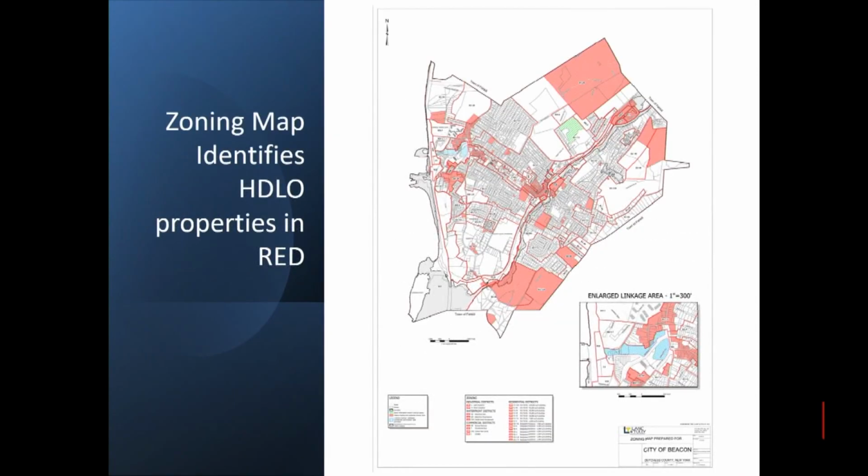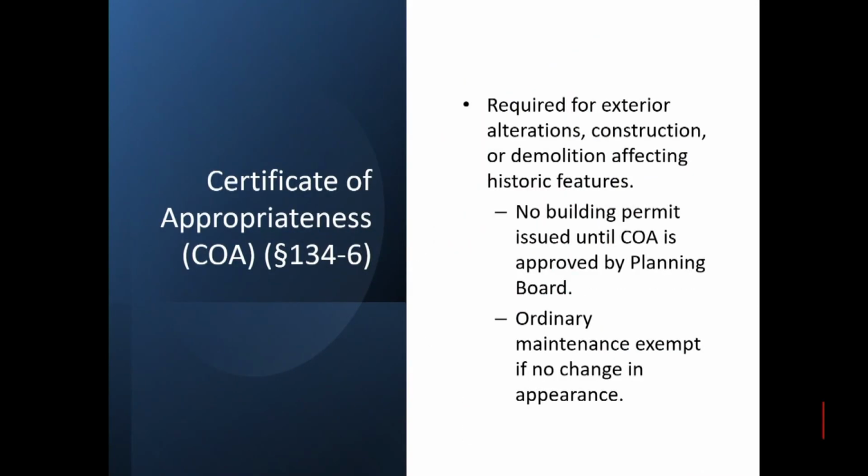Like we said, it's an overlay on the zoning map, so you can find the city's zoning map on the city's website. The parcels identified in red, as the key is very small here, but what the key says is all these parcels identified in this red hatch are HDLO properties that have been designated either within a district or as an individual parcel. And then the certificate of appropriateness is required for all exterior alterations, construction, or demolition that affect a historic feature of one of these sites that are in the HDLO.